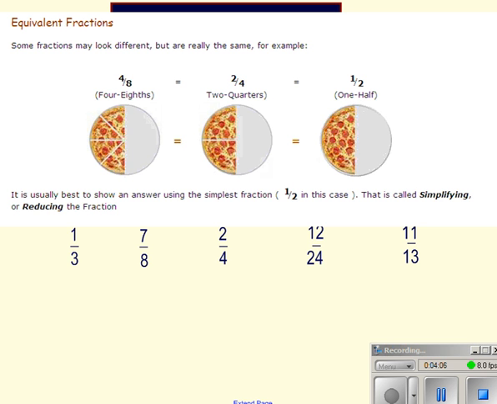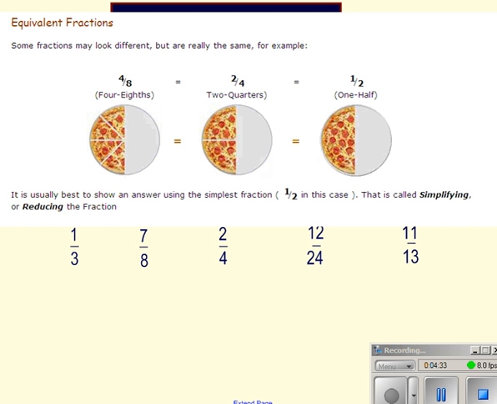All right, so equivalent fractions. Some fractions may look different, but they're really the same. For example, 4/8, 2/4, and 1/2. They're all exactly the same. They have different numerators, they have different denominators, but they are equivalent. It is usually best to show an answer using simplest form. That is called simplifying or reducing the fraction.